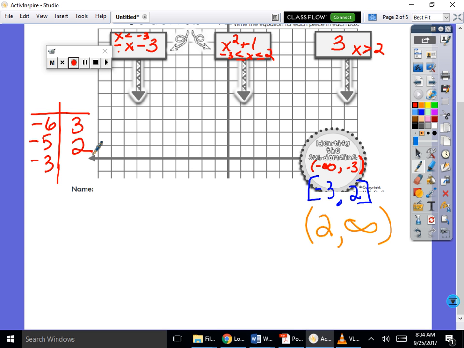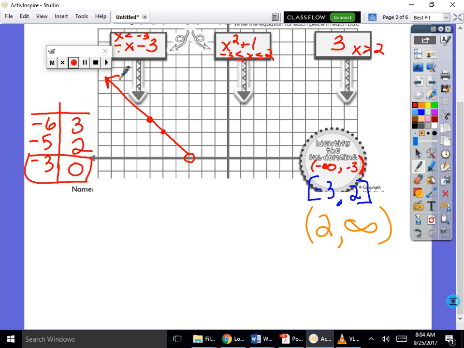Okay, so negative 1 times negative 3 minus 3 is 0. Okay, this one is very important. What type of dot am I going to put for negative 3, 0? Open circle. Negative 3, 0, open circle. Negative 5, 2. And negative 6, 3. So my function goes like that. Everyone clear on that?